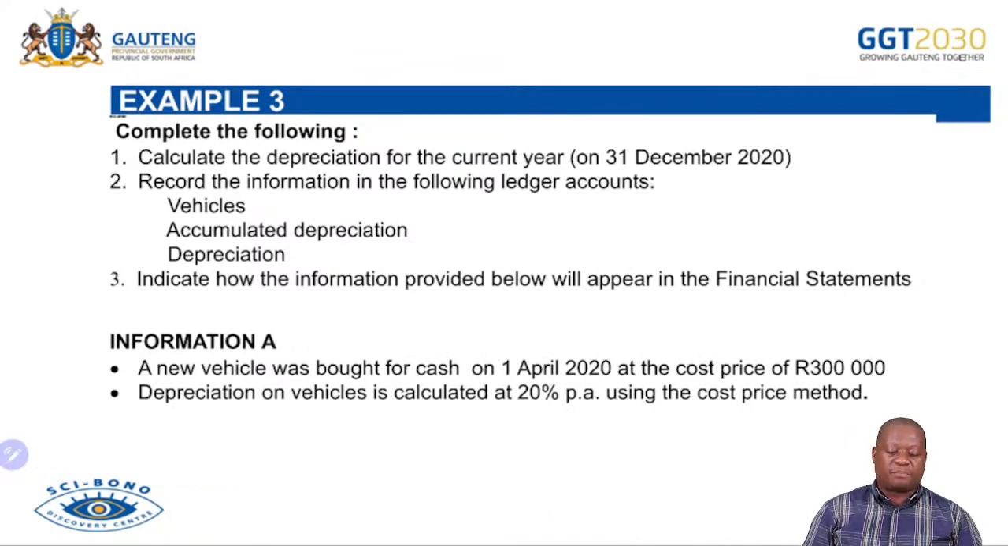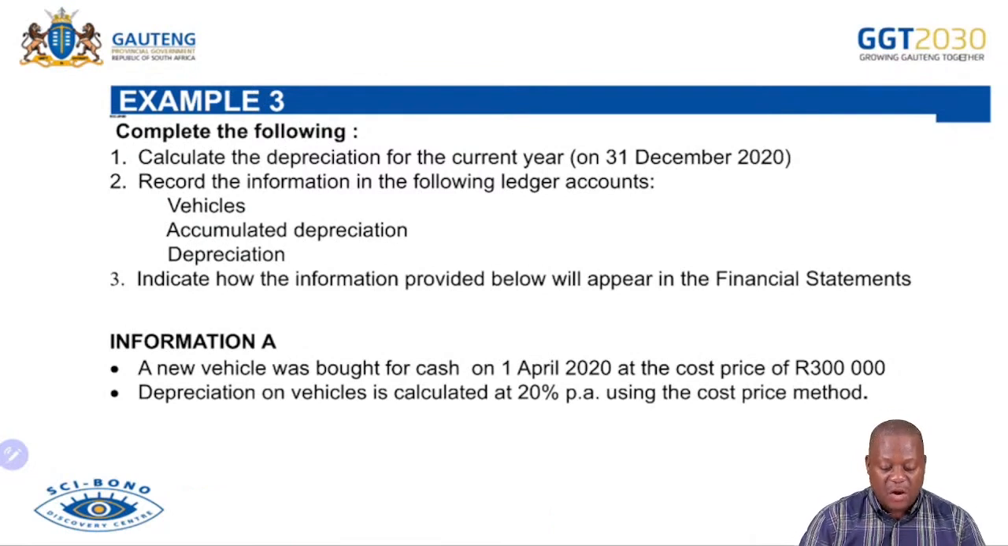Now, information A. A new vehicle was bought for cash on 1 April 2020 at the original cost price of 300,000. Depreciation on vehicles is calculated at 20% per annum using the cost price method. Now, please, they are saying a new vehicle has been purchased. It means we are still having our old vehicles, but now let's concentrate on the new one. I said you need to check something here: the rate, the cost price, and the method. And this time the method is the cost price method.